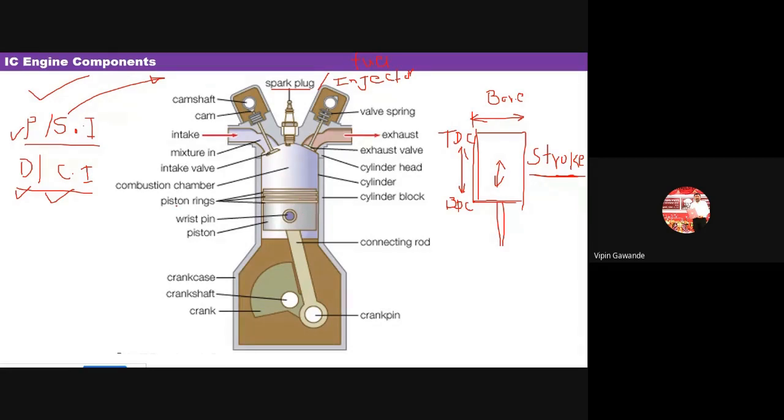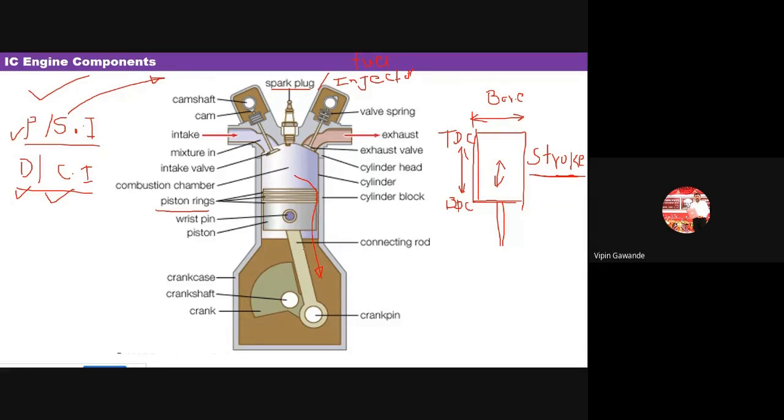The piston rings. Why are these pistons covered with piston rings? Because we don't want the gases to enter into the crankcase. We don't want this passage here. That's why these piston rings are there, so that there should not be any leakage of the gases into the crankcase.